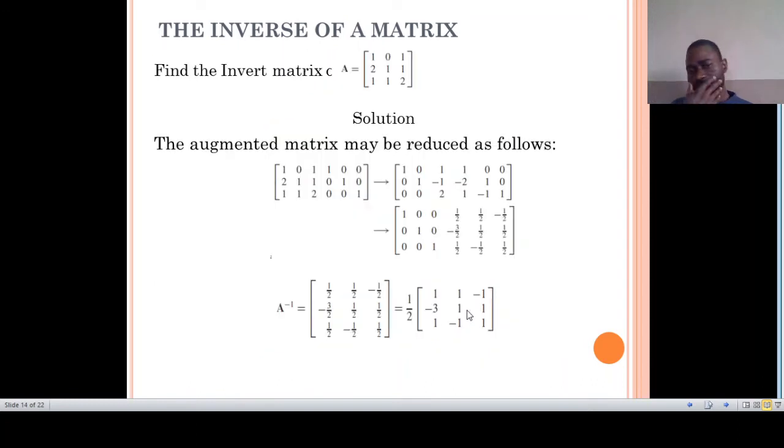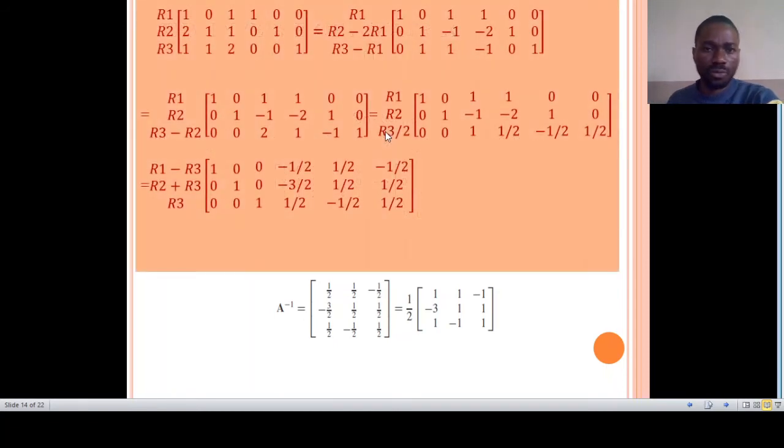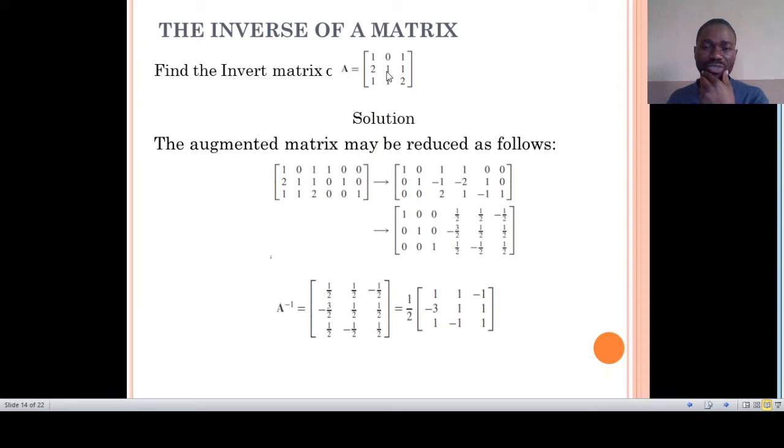Don't bother. Let's take this example and find the inverse for this matrix A. I have solved it for you from here. Remember that if you want to get the inverse, this is a 3 by 3 matrix. You are going to use a unit matrix of 3 by 3 dimension. So it means you are going to use 1 0 0, 0 1 0, 0 0 1 as in this case to form your augmented matrix.